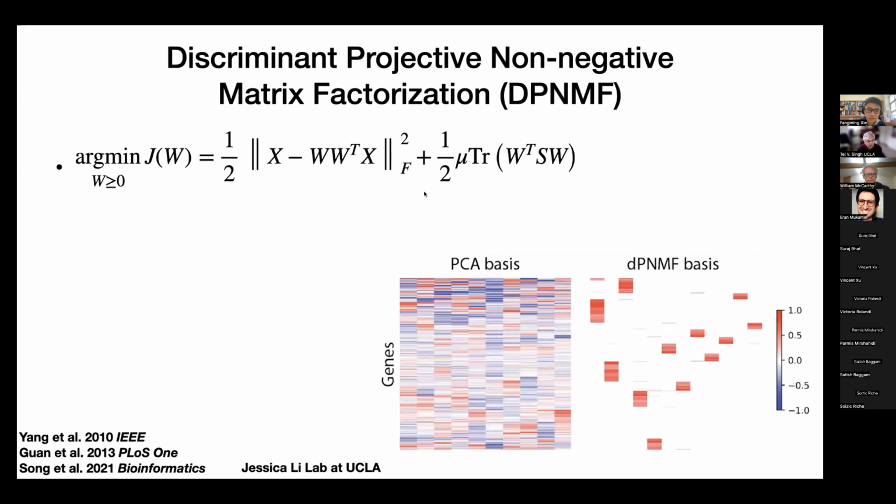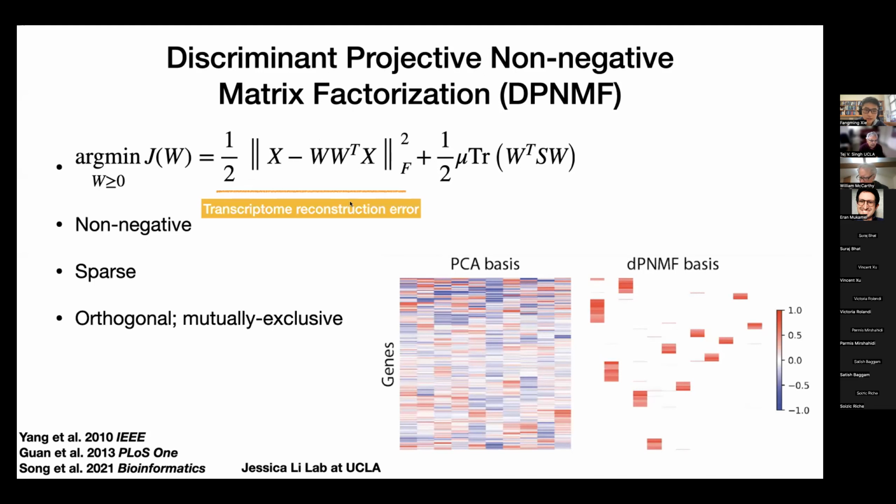So we turn to a different algorithm, which we call DPNMF. The key part is NMF, non-negative matrix factorization. So we want to design our W, the projection matrix, a bit differently than PCA. There are two terms. The first term still tries to reconstruct gene expression in the original high dimensional space. However, we require the projection matrix to be strictly non-negative. Non-negativity alone also induces other properties desired for experiments, including sparsity. So each basis is now represented only by a small subset of all possible genes. And also different bases are mutually exclusive, so each basis captures a different set of genes.